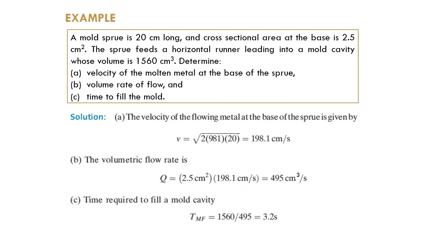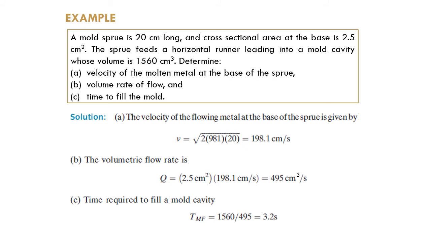For example, a mold sprue is 20 cm long and the cross-sectional area at the base is equal to 2.5 cm squared. The sprue feeds a horizontal runner leading into a mold cavity whose volume is equal to 1560 cm cubed. So determine A, the velocity of the molten metal at the base of the sprue; B, the volume rate of flow; and C, the time to fill the mold.